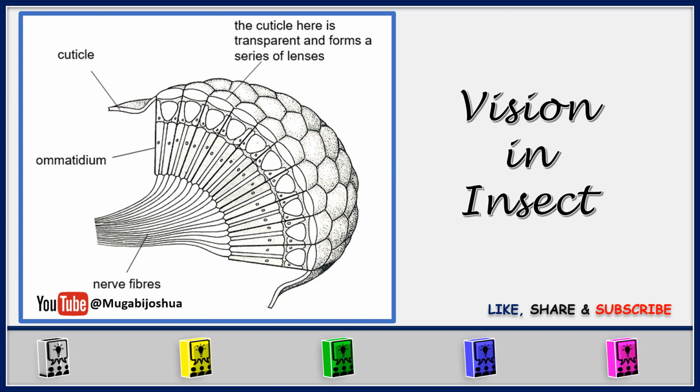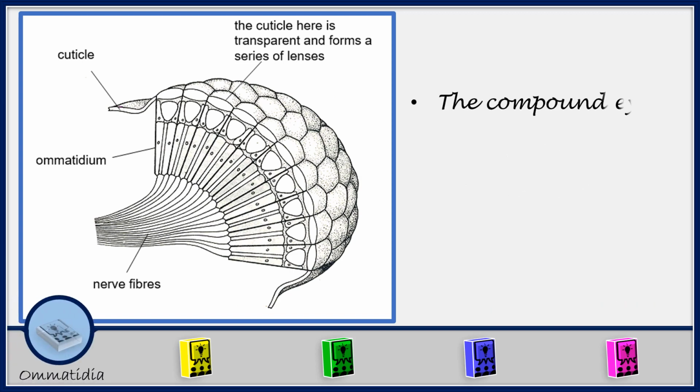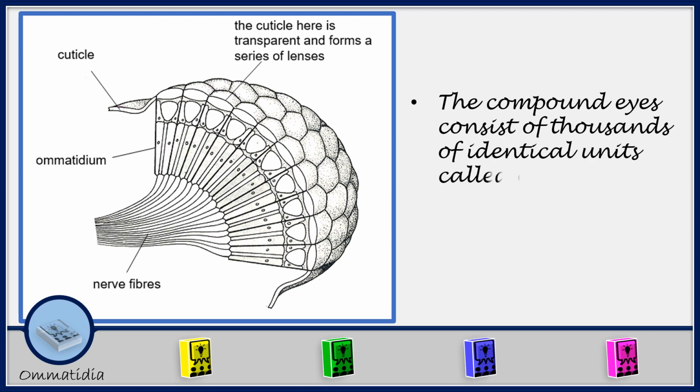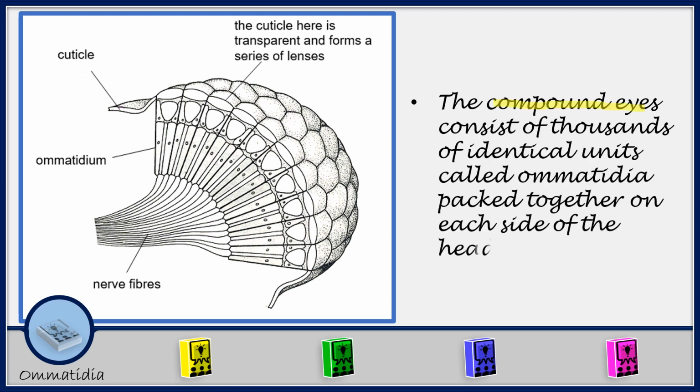We are going to look at vision in insects. The compound eyes consist of thousands of identical units called ommatidia, packed together on each side of the head.